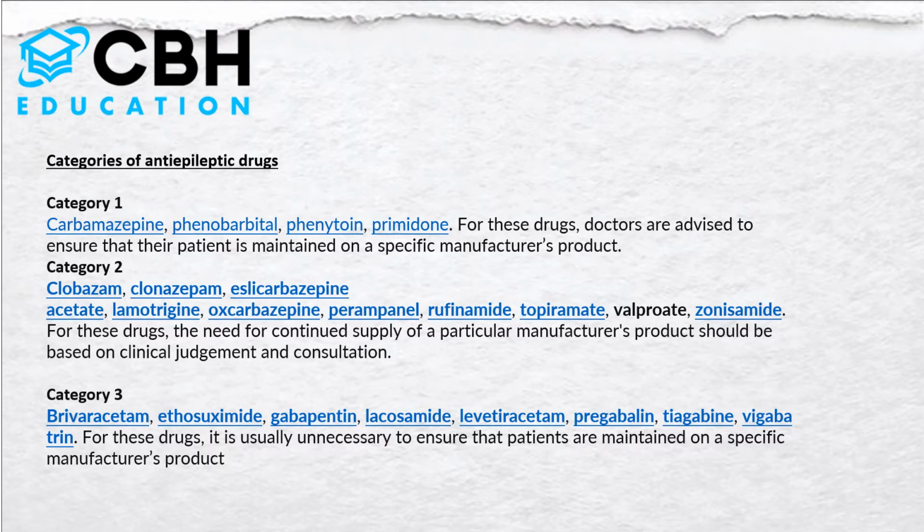Now, what's really important about the whole category 1, category 2, category 3 is that knowing about carbamazepine, phenobarbital, phenytoin and primidone, this is going to get presented in an OSCE situation to you or on your pre-registration exam as well, and making sure that you understand this is absolutely vital.